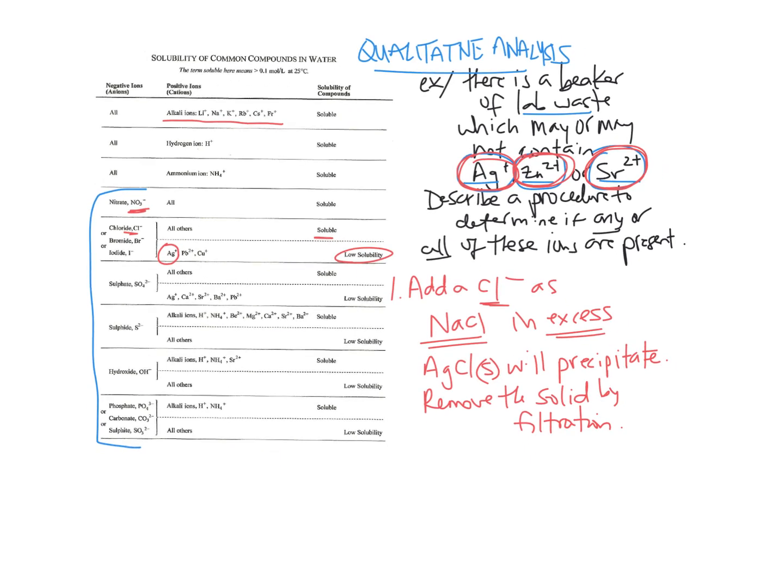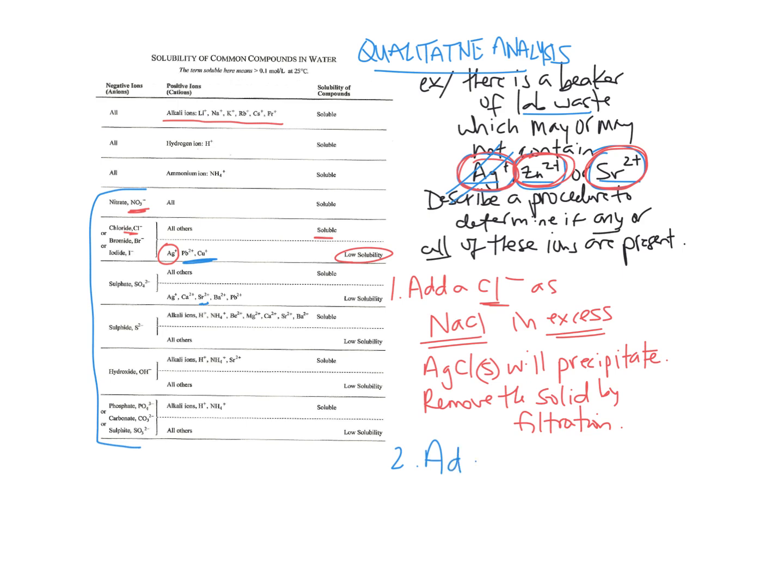Step two, now we've got the silver gone. Now we're going to focus on something else, the zinc or the strontium. So keep on moving down your list. It looks like there's no zinc or strontium there, so let's move on to the sulfates. If we look at the sulfates, we can see that we have a low solubility of strontium, but not zinc. So we could probably add a sulfate in here, and that sulfate will precipitate the strontium, but it will not precipitate the zinc.